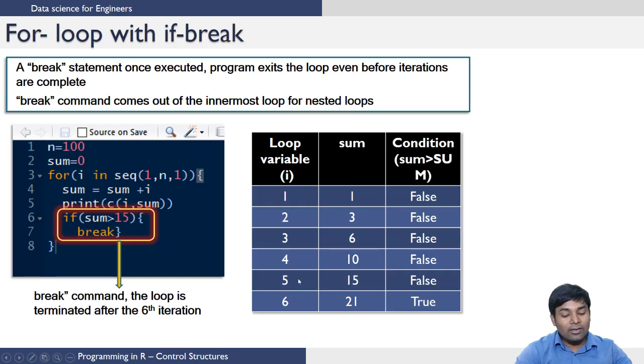When iteration number 6 comes, sum value is already 15 and the iteration value now is 6. 15 plus 6 will become 21 and that 21 will get assigned to the variable sum. Now if this condition is checked, if sum is greater than 15, this condition is satisfied and the break statement gets executed. Once this break statement gets executed, the program quits from the for loop.